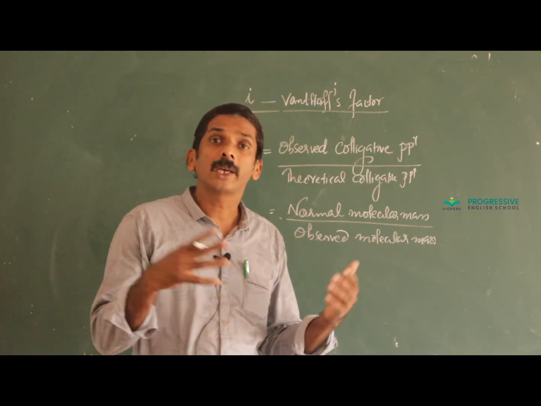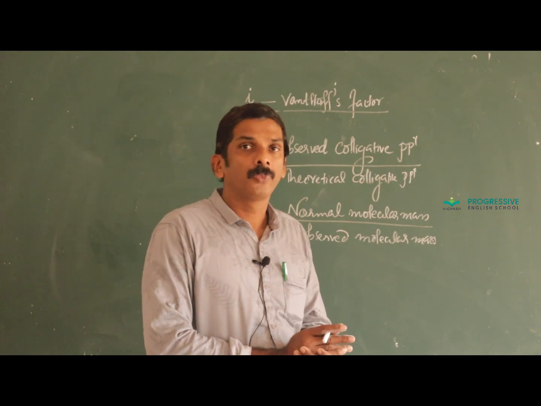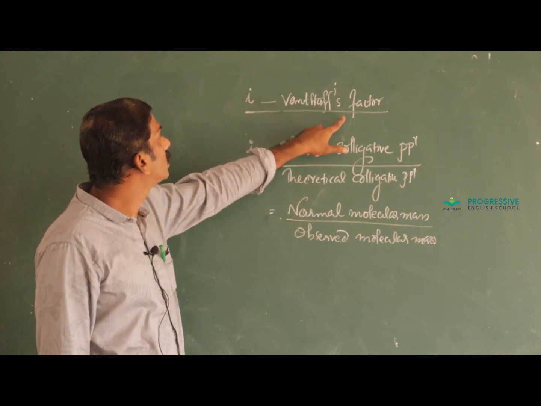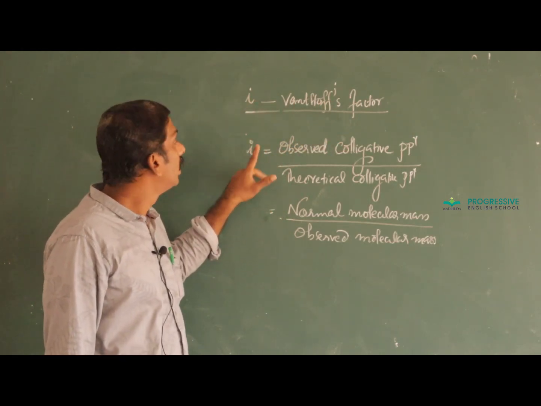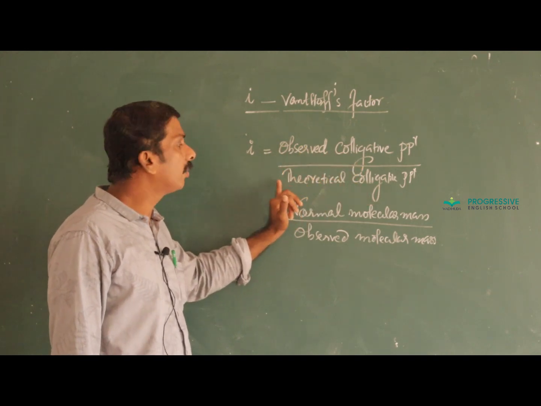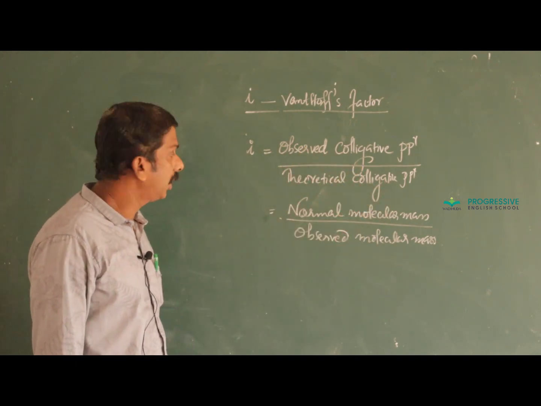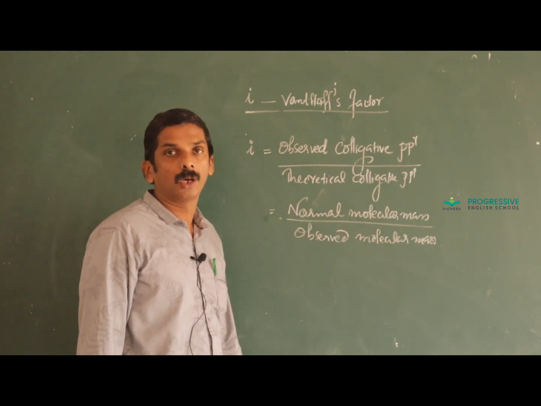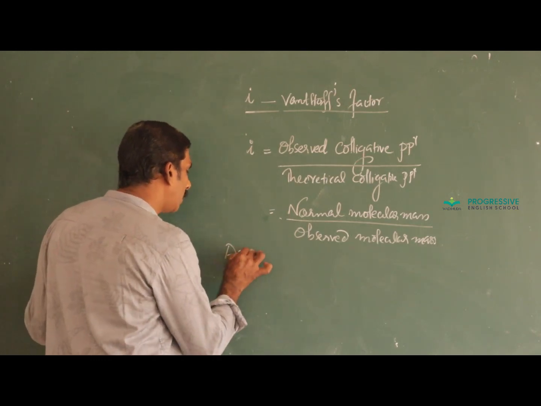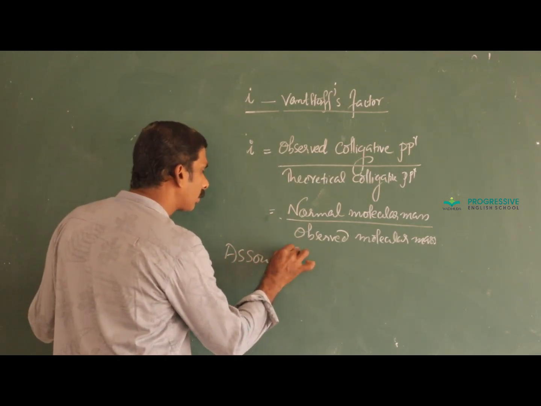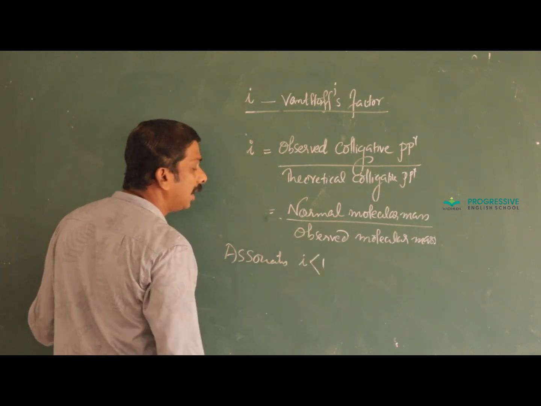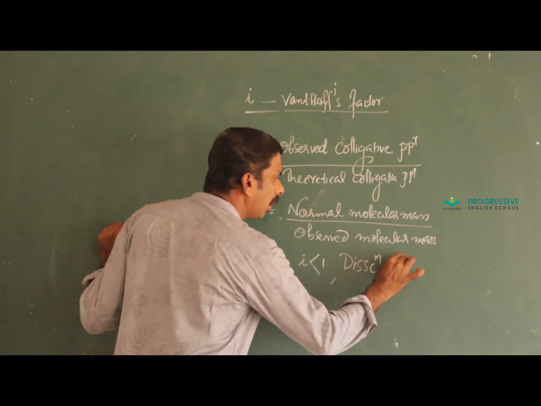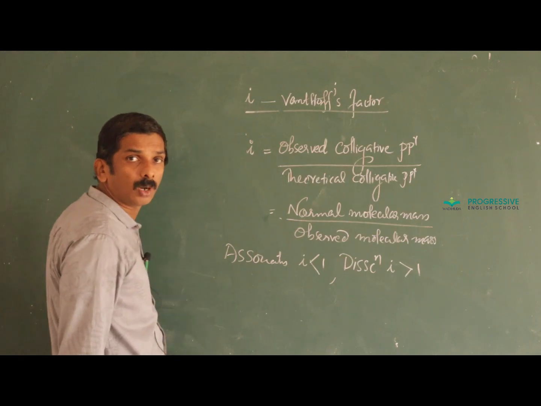That abnormality arises either due to dissociation or association. And in order to express the extent of abnormality, Van Hoff introduced a factor i, which is called Van Hoff factor. It is observed colligative property divided by theoretical colligative property, or normal molecular mass divided by observed molecular mass. For association, i value is less than 1, and for dissociation, i value is greater than 1.